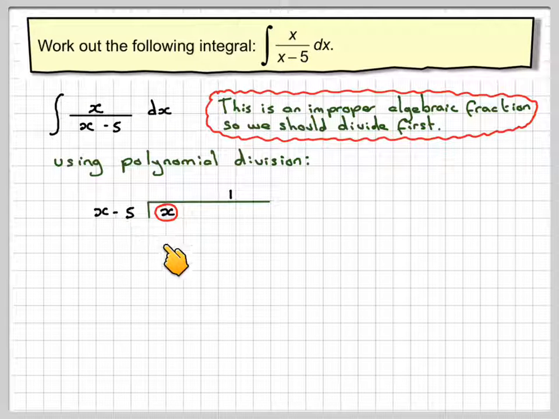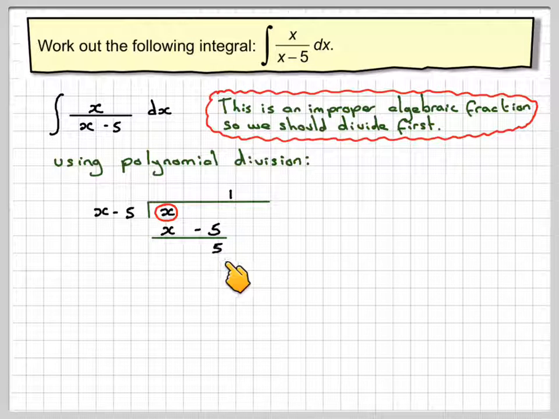So 1 times x gives me x, 1 times minus 5 gives me minus 5. And now we have to do a subtraction, so x take away x is nothing, and then 0 minus minus 5 is plus 5, and the x no longer goes in, so this is the remainder.